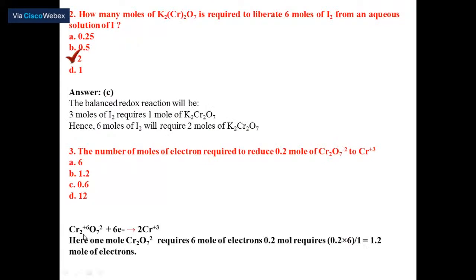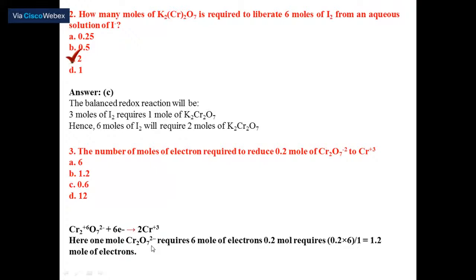Here you can see the reaction of Cr2O7 2-. Here the oxidation state is 6+, and it is reduced into 3+. So it accepts 3 electrons for each Cr6+. Here 2 Cr6+ ions are there. Is that clear? That means each Cr6+ accepts 3 electrons and gets reduced into Cr3+. That means a total of 6 electrons are required.